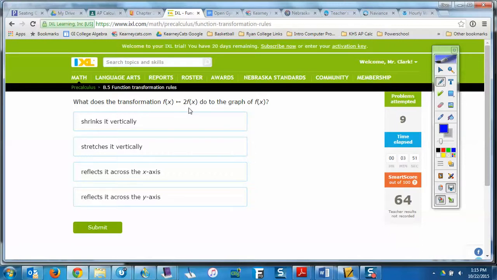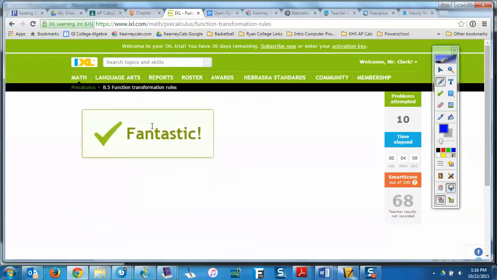So outside means it's got to be vertical. It's a stretch. On the outside, it acts the way you think. So 2, 3, 4, big numbers, bigger than 1, are actually going to stretch. Okay, if it's on the inside and it's a 2 or a 3 or a 4, we saw it was a shrink. So it's a vertical stretch.